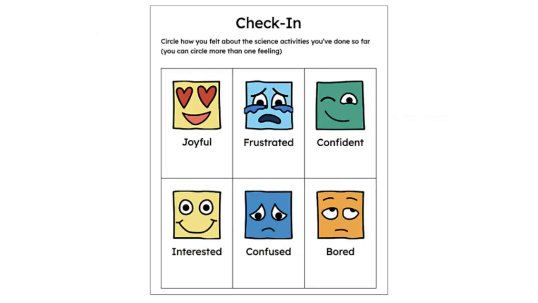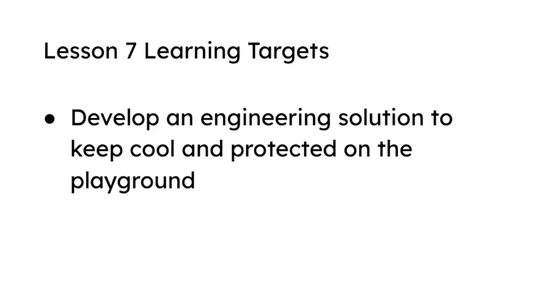You can have students use the self-check form to evaluate their own learning in this section. This is an instructional tool that can be used as a metacognitive practice for students to reflect on their learning, express their engagement and excitement levels for the topics they have learned. This tool can also allow students to reflect on their science identities and community. By the end of this lesson, students will have developed an engineering solution to keep cool and protected on the playground.